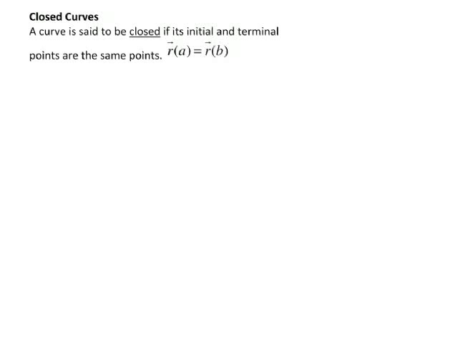Let's talk a little bit about closed curves. A curve is said to be closed if its initial and terminal points are the same. In other words, r(a) equals r(b). So if I have a path, a curve that looks like this, it is definitely closed, as compared to something that maybe looks like this. This is not closed.